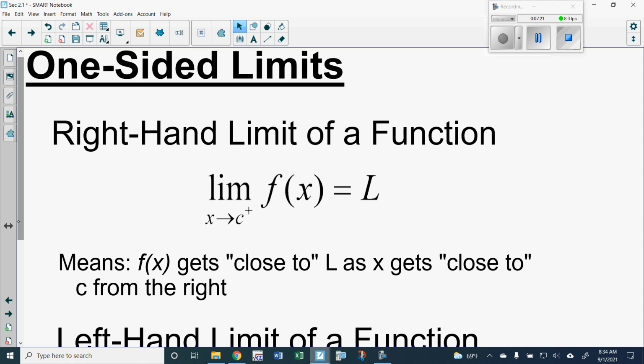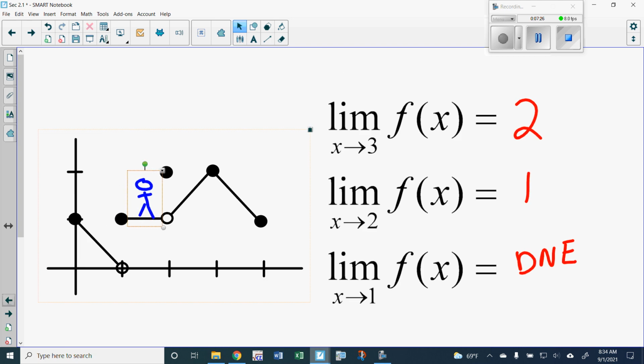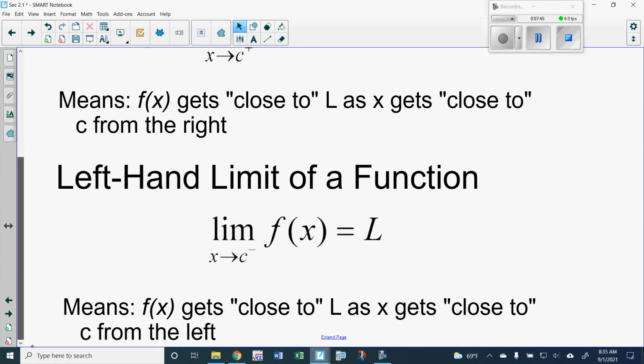So I'm going to go back to the last picture here for a second. If I am approaching c from the right, that means this guy is moving this way from the right. I'm coming from the right. Don't get confused: as I approach from the right, which way am I moving? Left. But I'm coming from the right. We also can have a left-hand limit where it's c to the minus. That is a left-hand limit.